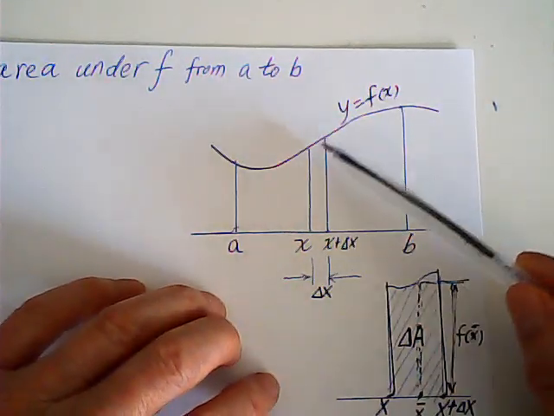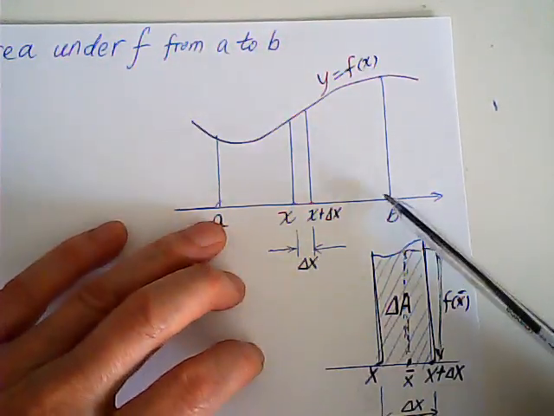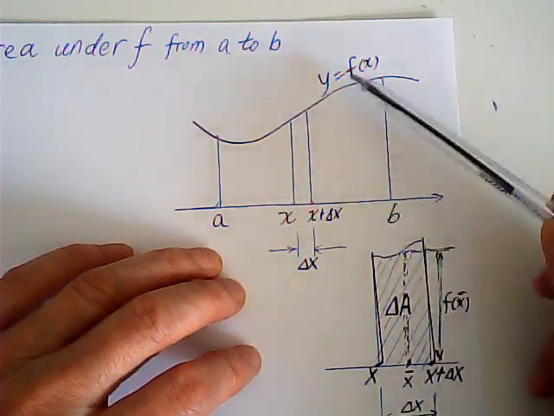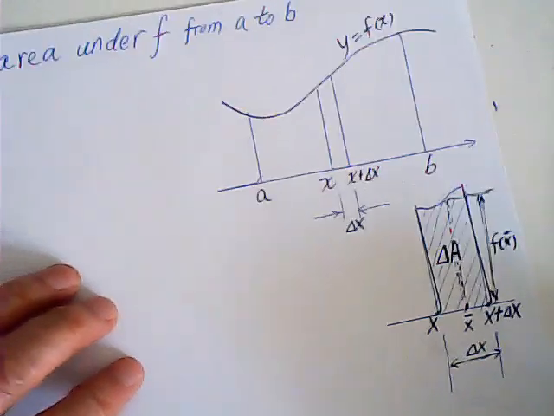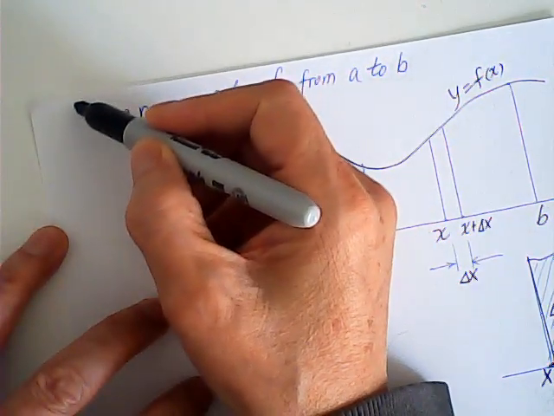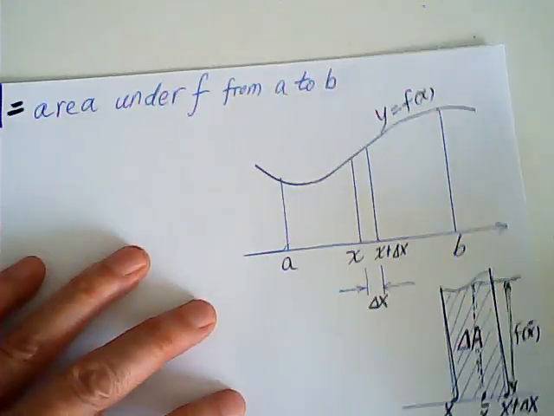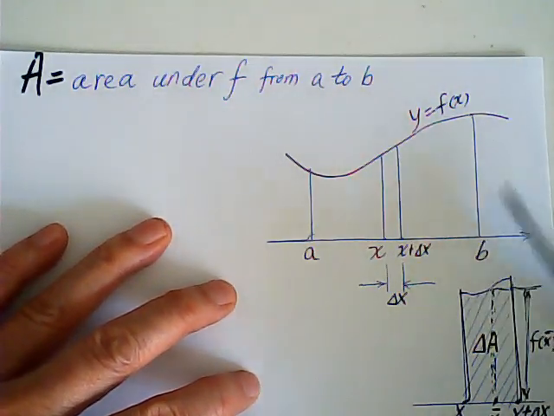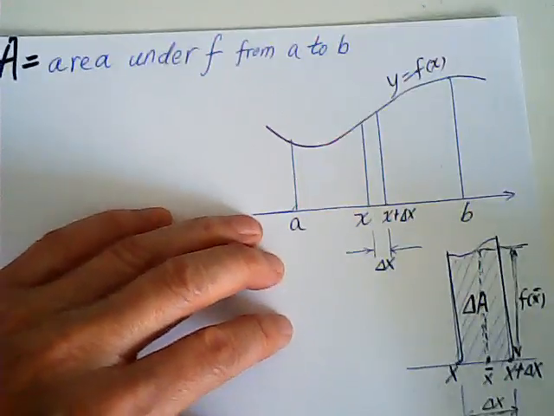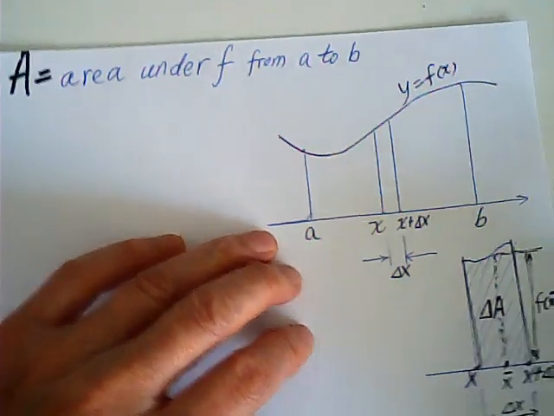We have a continuous function, f of x, from a to b. We want to find the area under this f from a to b, so that the area under f from a to b, we call it A. We will not only find a value, but we will find the formula. That formula is called the fundamental theorem of calculus.